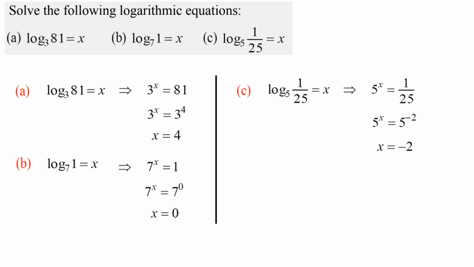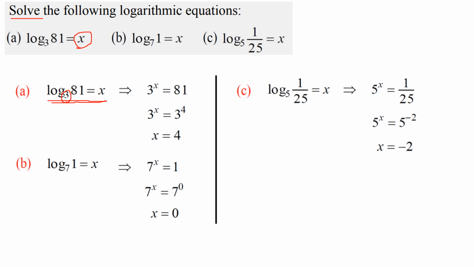Next, we have to solve the logarithmic equations. So solve means we need to get the missing value x. What is the value of x? So we have a logarithmic equation. So better you change it into exponential form, then we can obtain the value of x. So how to change? We already discussed how to change from logarithmic to exponential equation. Normally we consider the base first. So 3 power, the power here, this is the power. So 3 power x equal to 81.